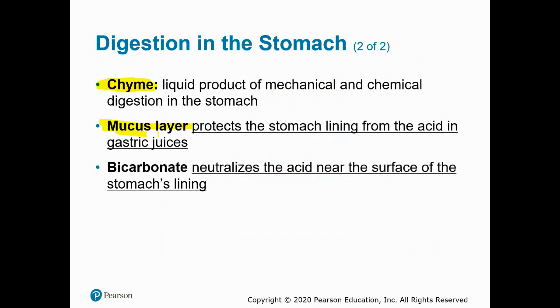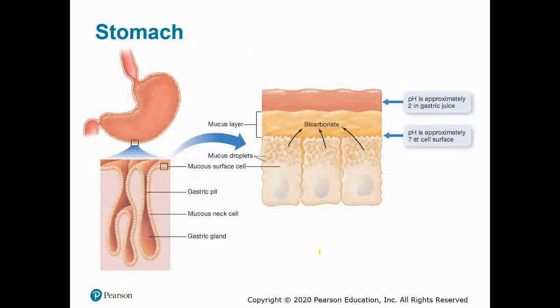As I briefly mentioned on the last slide, there is a mucus layer, kind of superficial to the mucosa, that protects those cells that line the stomach from the hydrochloric acid. And then there is also bicarbonate in that mucus layer that helps to neutralize the acid near these cells that line the stomach. So the bicarbonate is part of that mucus layer.